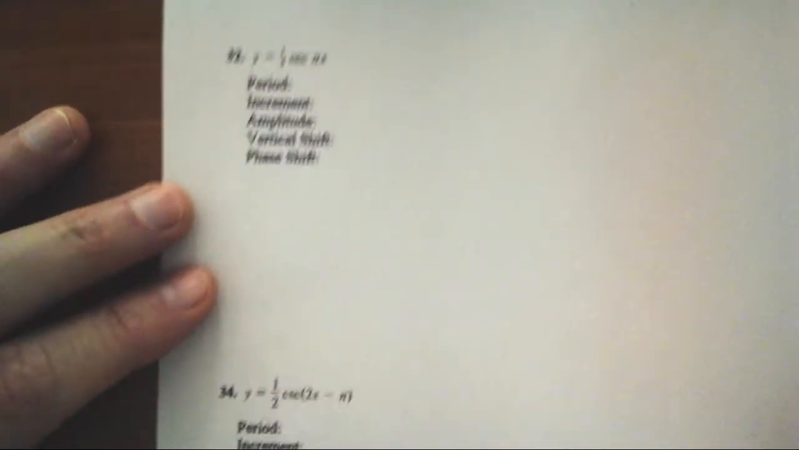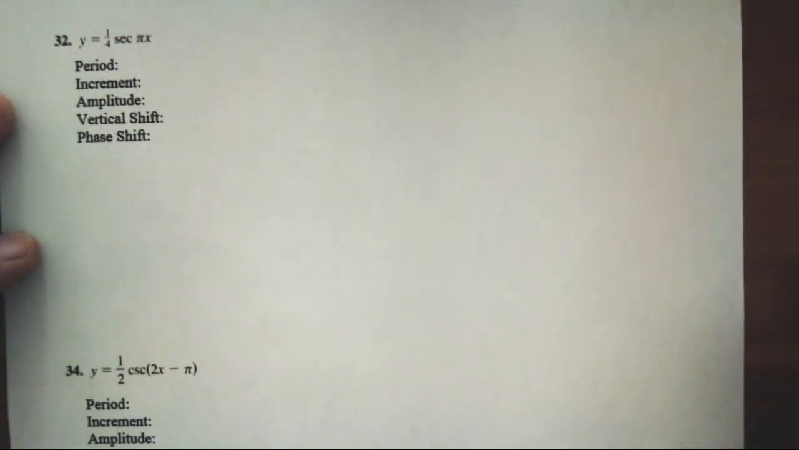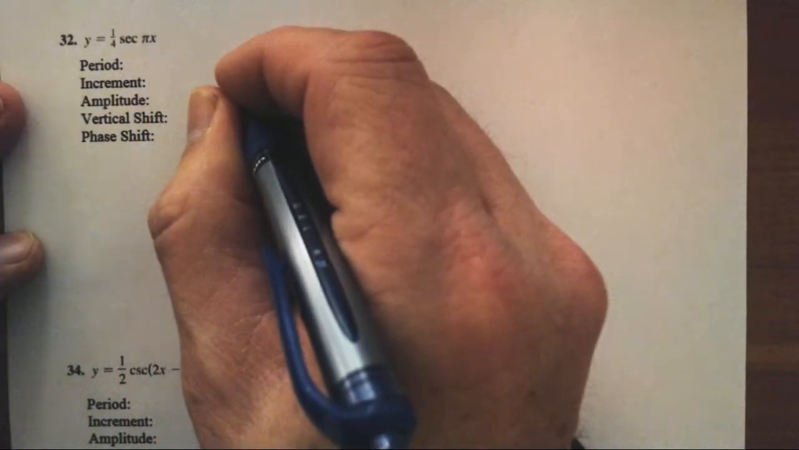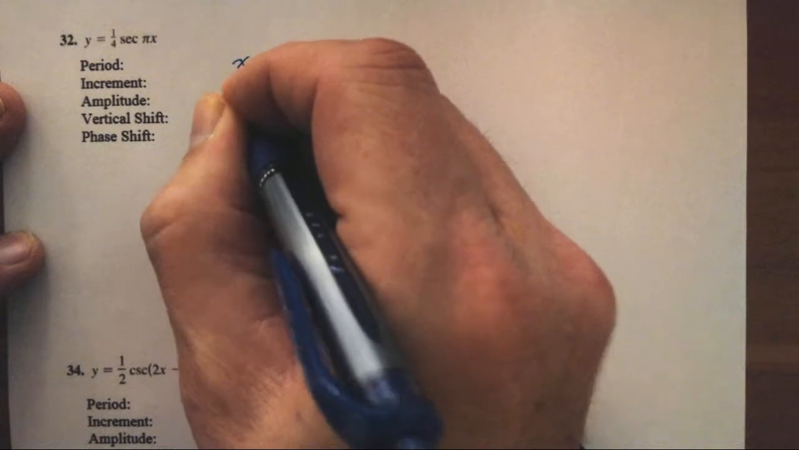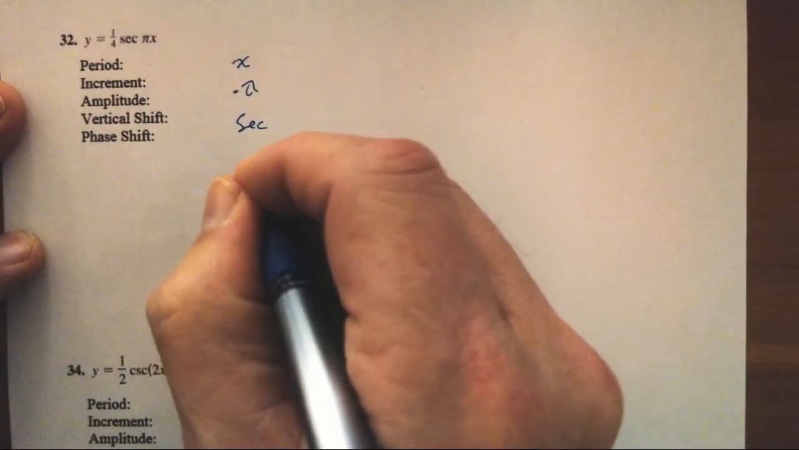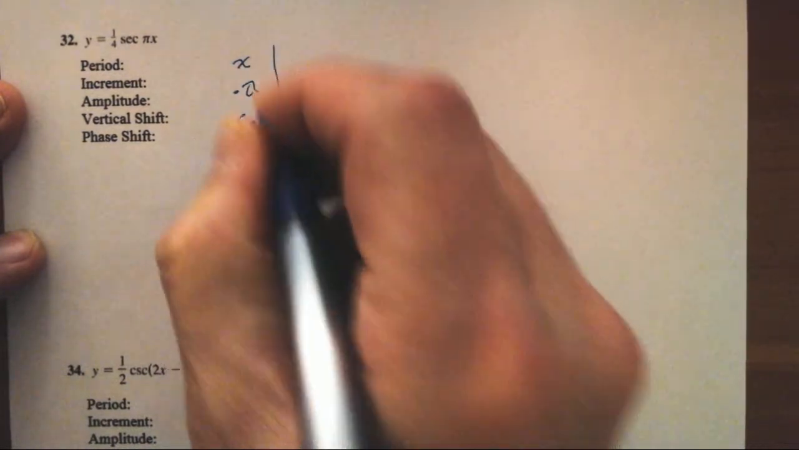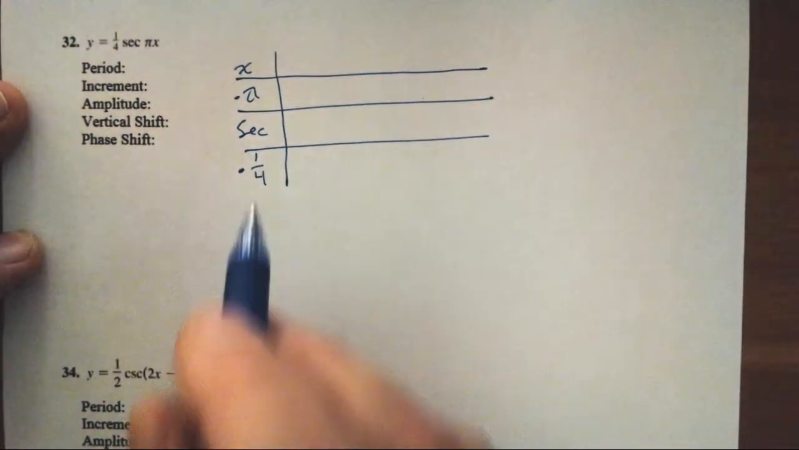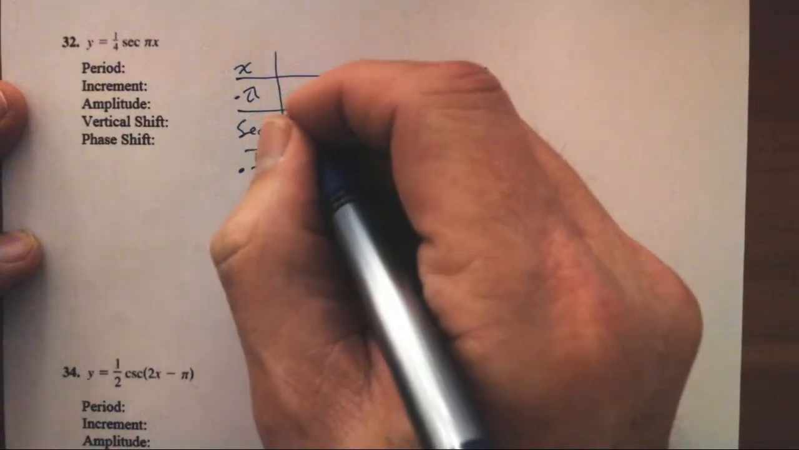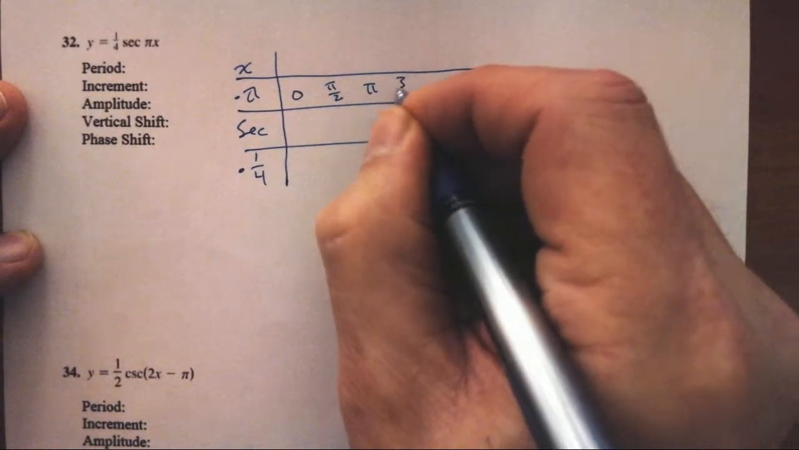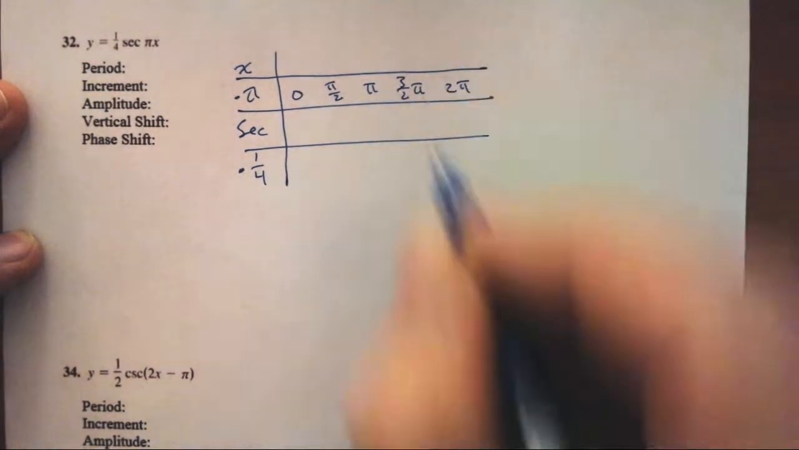Okay, and then finally, let's go ahead and do some where we're going to actually do some stamping with secant and cosecant. So here we're going to choose a value for x. We're going to multiply by pi. We're going to take the secant, and we're going to multiply by 1/4. The values I want to go in secant are just like the values I want to go in cosine: 0, pi on 2, pi, 3/2 pi, and 2 pi.